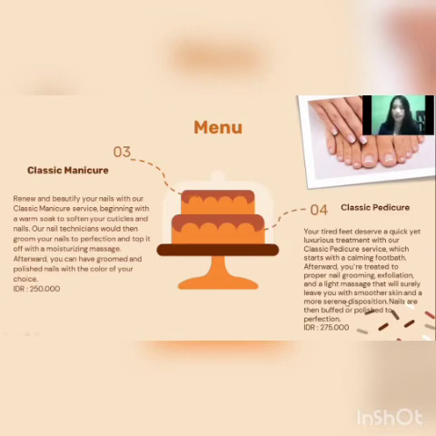Tired feet deserve a quick yet luxurious treatment with our classic pedicure service, which starts with a calming soak. Afterward, you're treated to proper nail grooming, exfoliation, and a light massage that will surely leave you with smoother skin and more serene moisturizing. Nails are buffed for polish perfection. Okay, this is our best menu for one, two, three, four.